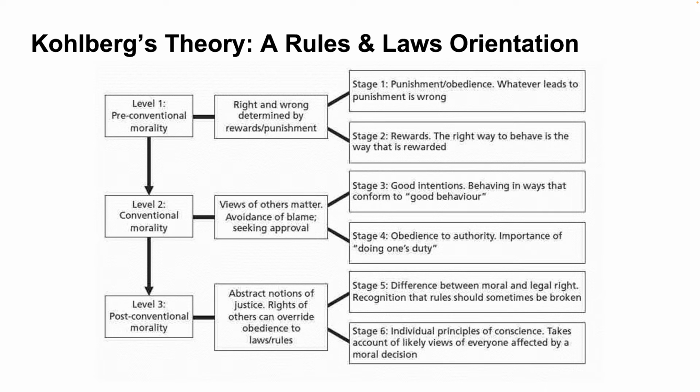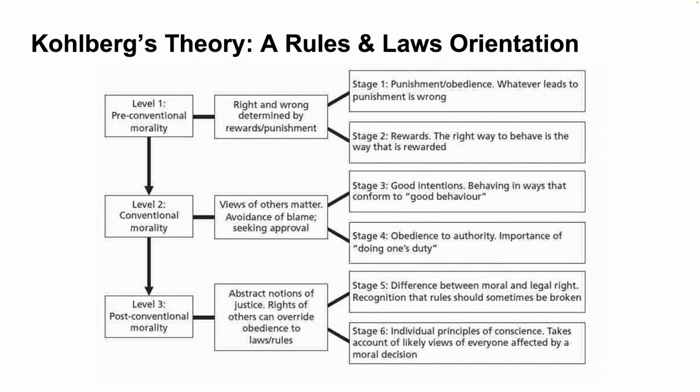Okay. So if you look at level 1, pre-conventional morality, right and wrong is determined by rewards and punishment. Very young kids think this way, that if something leads to a punishment, then that behavior is wrong. So the right way to behave is the way that is rewarded. That's pre-conventional morality. And just so that you know, I'm talking about young kids here, but you'll run into adults who haven't gone too far past this also.